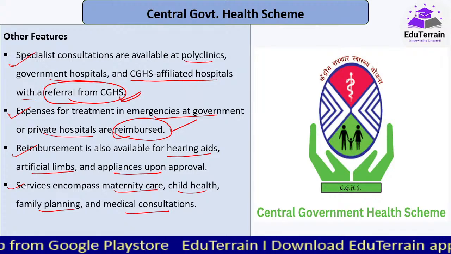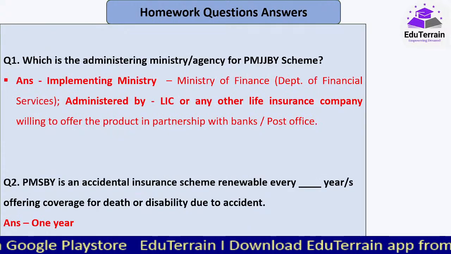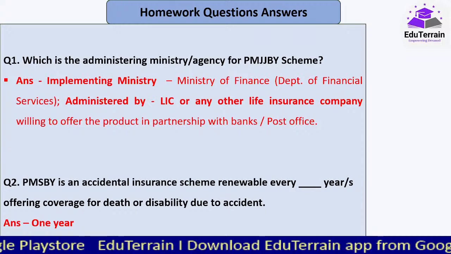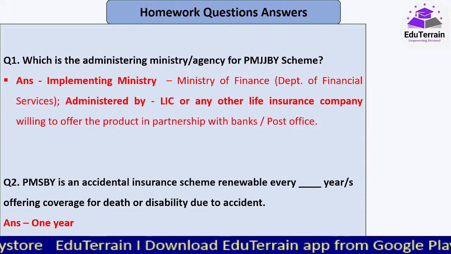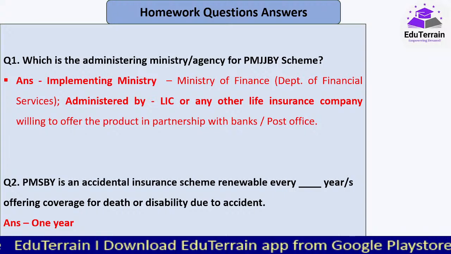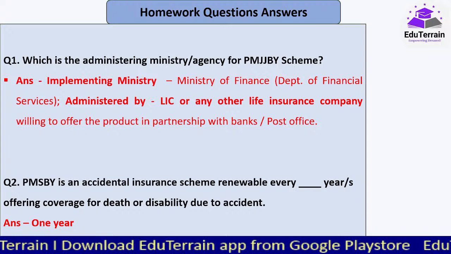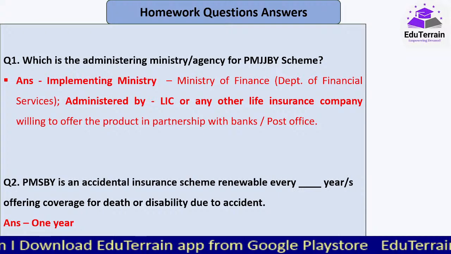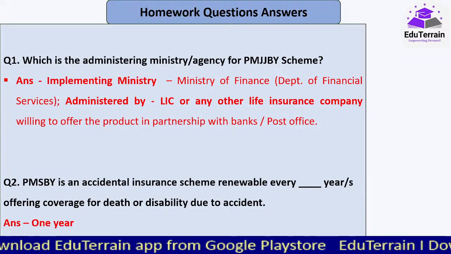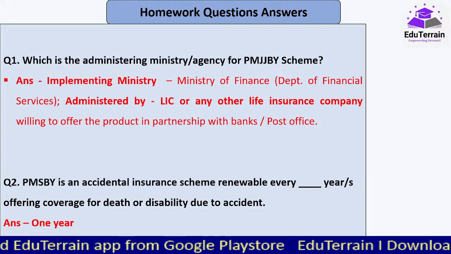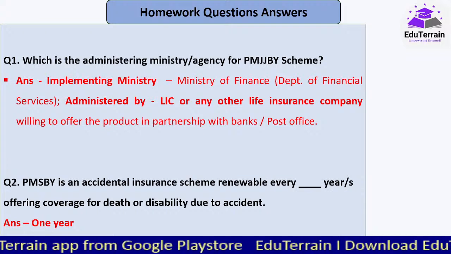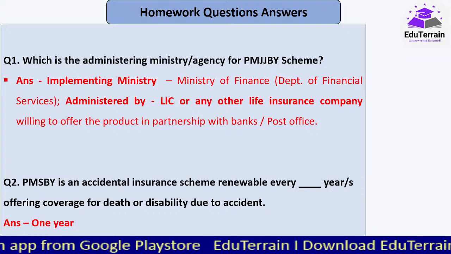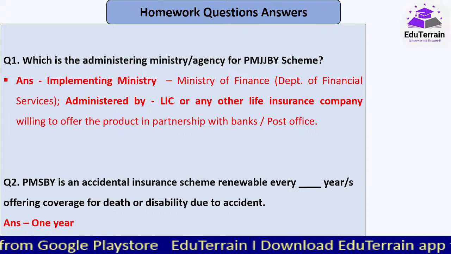So, quick recap of what we have done. We have seen what exactly the CGHS scheme is, when it was launched, and its objectives. We have seen under what context we are doing this scheme today in the class. We have seen the latest current affairs associated with this Central Government Health Scheme as well.